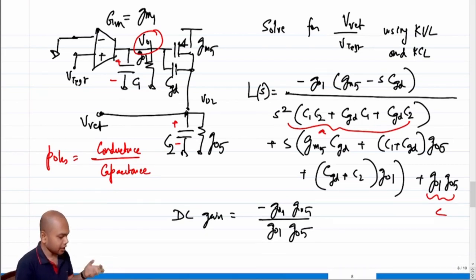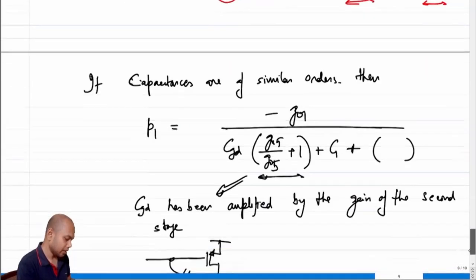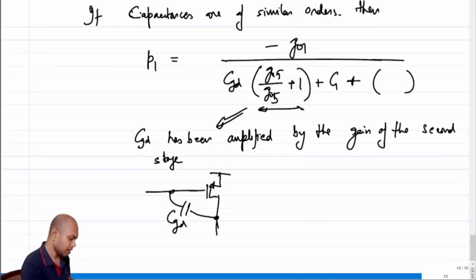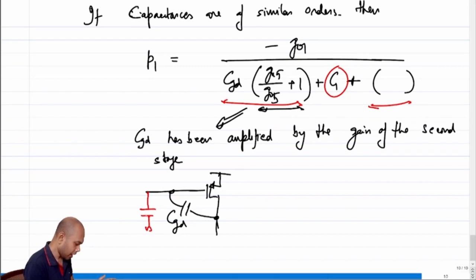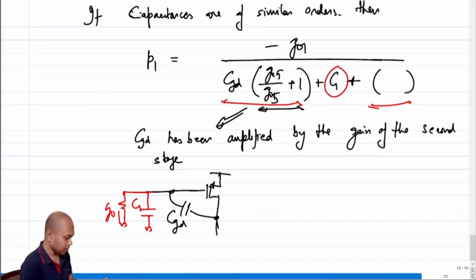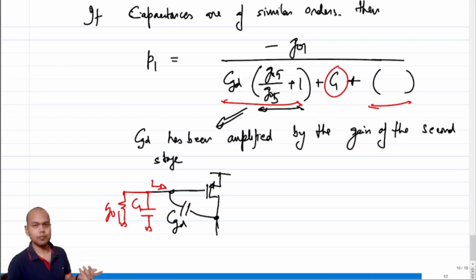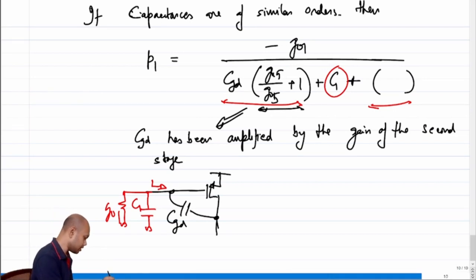In the absence of CGD, the capacitance attached to G01 was C1. But in the presence of CGD, it looks like the capacitance associated with G01 is C1 and an amplified version of CGD and a bunch of other stuff. So let's concentrate on why we are having this amplified version of CGD. Because we have this C1 here, we have G01 here, so it seems like the capacitance looking here is the amplified version of CGD, right? Okay, fine. So let's investigate that for a moment.